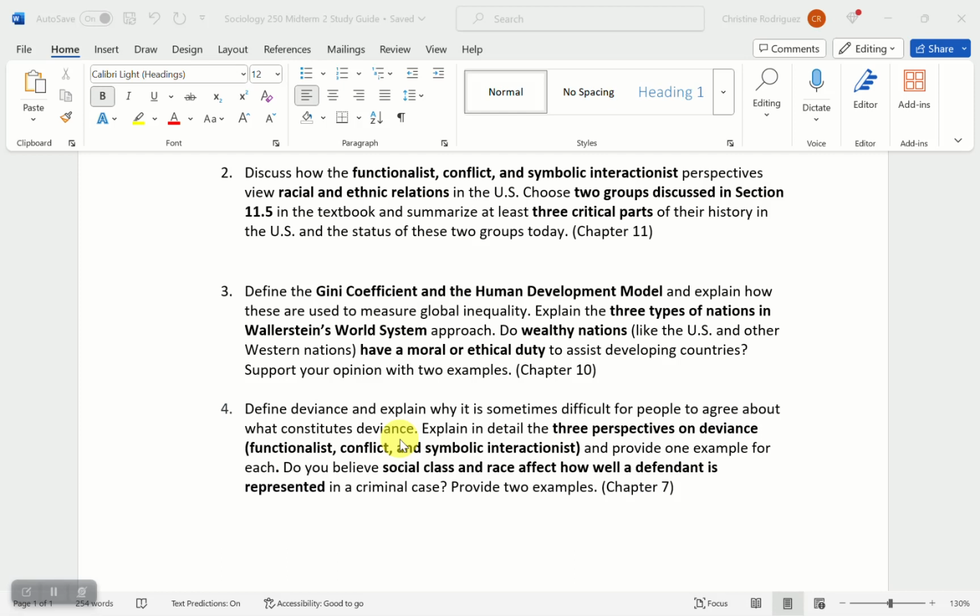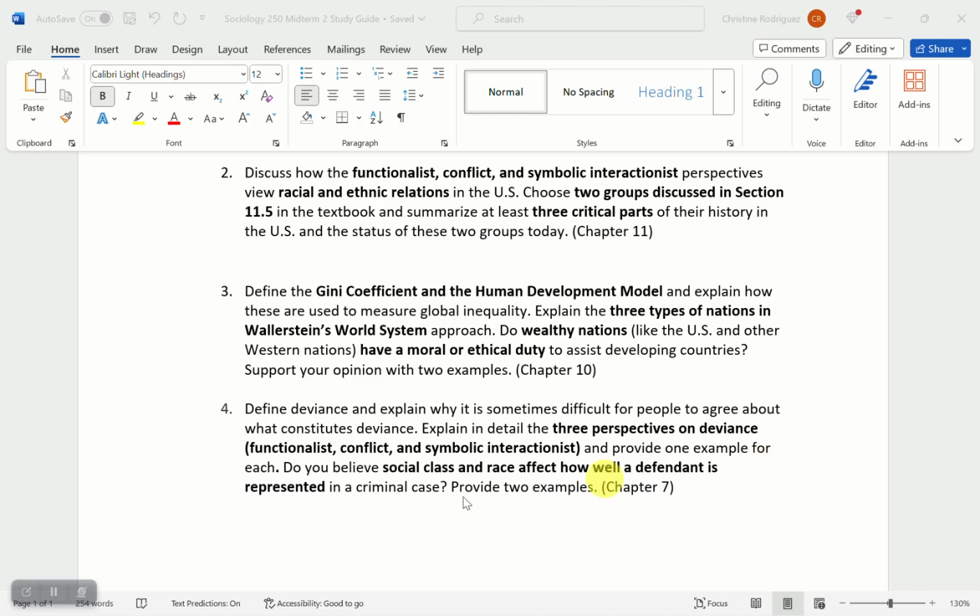So make sure that you're giving me some examples about why it's sometimes difficult for everyone to agree what is deviant behavior and what is not. Explain in detail the three perspectives on deviance, and we always know what those three perspectives are, and provide one example for each. Okay, so how do functionalist theorists view deviance? An example. How do conflict theorists view it? An example. How do symbolic interactionist theorists view it? An example.